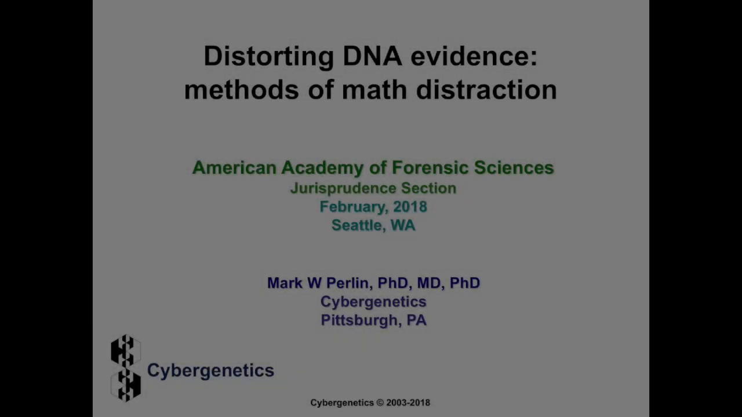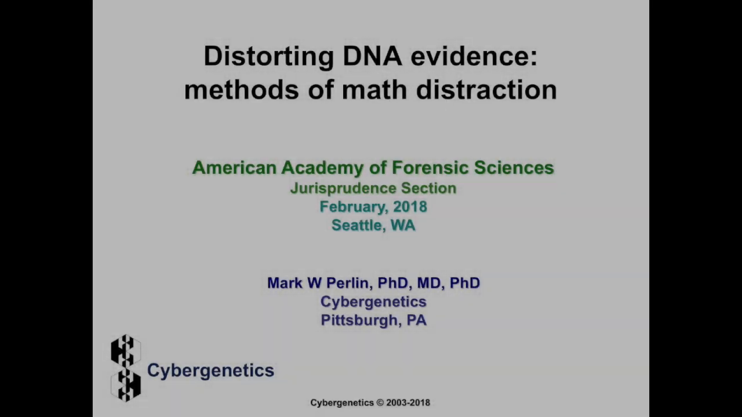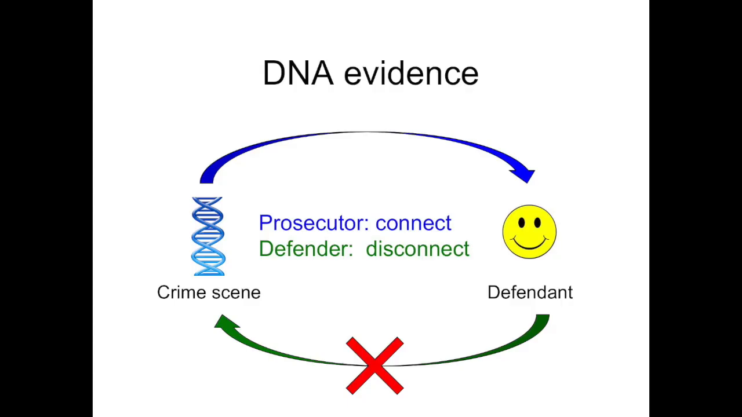Today I will be talking about distorting DNA evidence through methods of math distraction. DNA evidence can be left at a crime scene and connect a person to that scene. Most often, a prosecutor wants the DNA in, and a defender wants the DNA out. Sometimes it goes the other way.